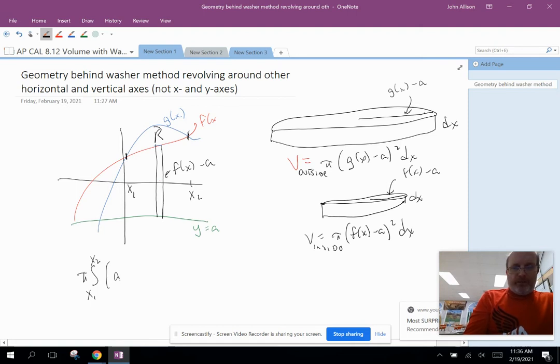It's going to be g of x minus a squared dx, and take out the volume of the inside disk, which is going to be pi times the integral from x1 to x2 of f of x minus a, squared times dx.